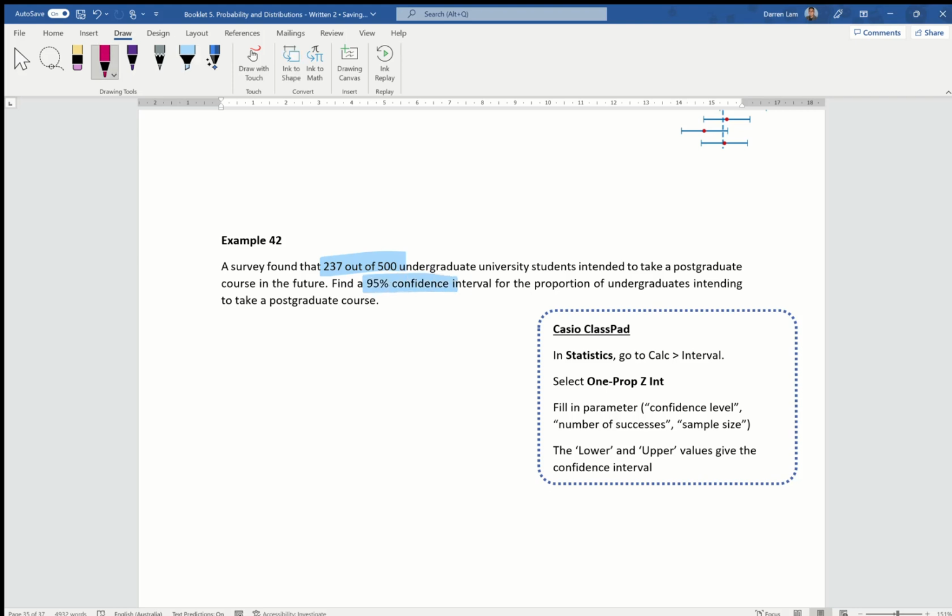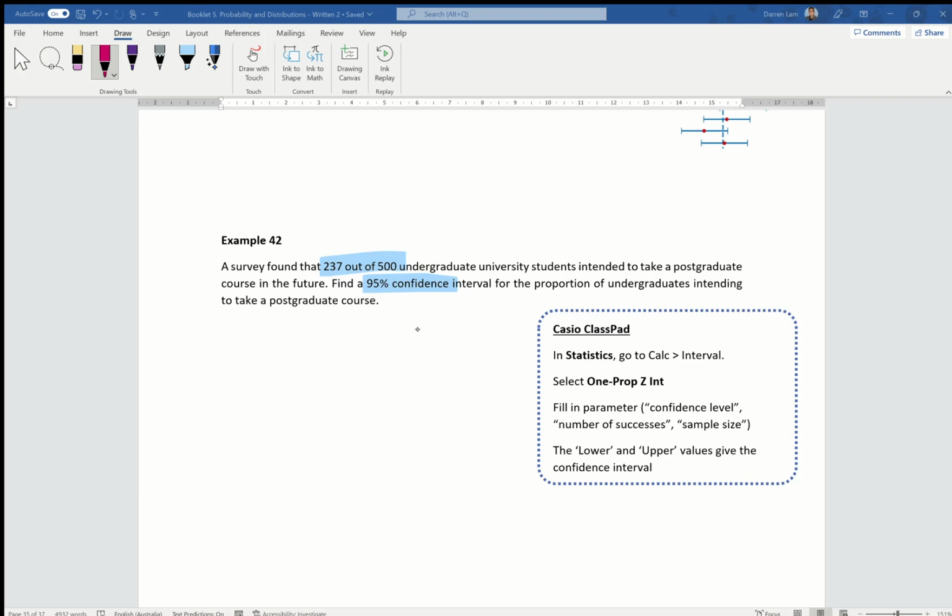So what we can do is go into our calculator again. We're going to open up our statistics. So menu, statistics. I'm going to clear all just for my sake. Here we go. And we're going to go to calculate and then interval, and then 1 prop z. So you should have statistics, calc at the top, select interval, and then you go to 1 prop z. Any questions so far?